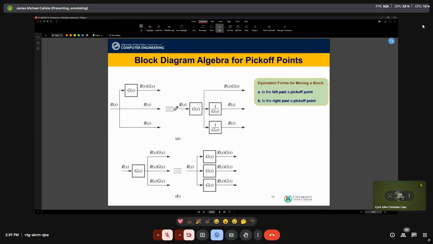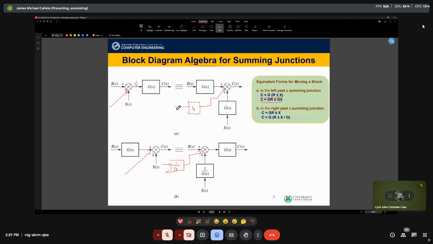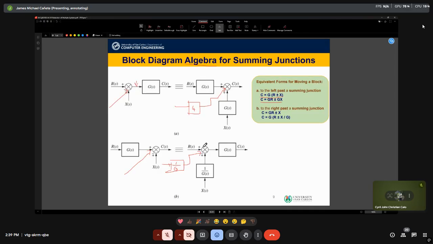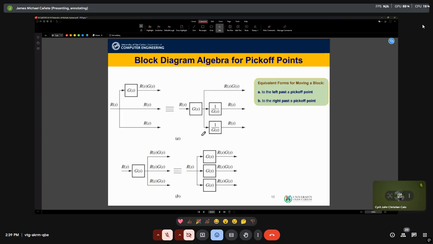Yeah. So the logic here is reverse, no? It's sort of the logic of right to left, but here it's, sorry, the logic from left to right in the summing junction is the logic for right to left of the pickoff points.